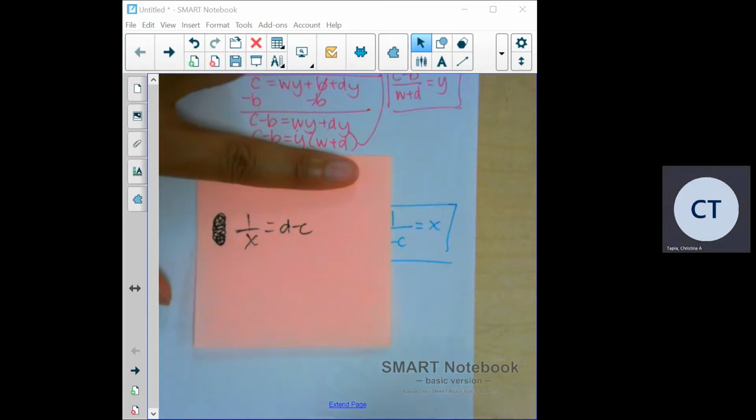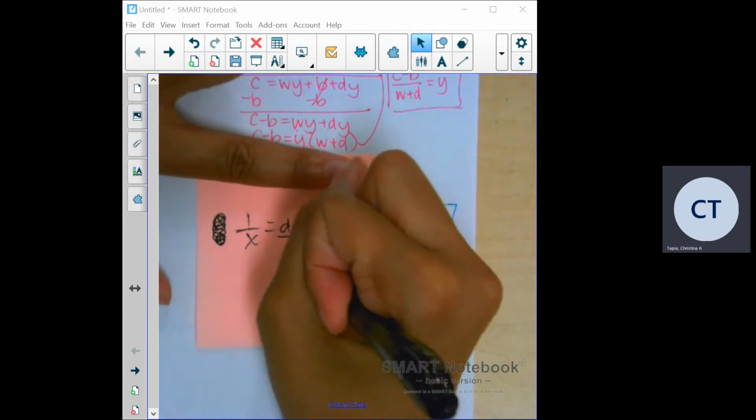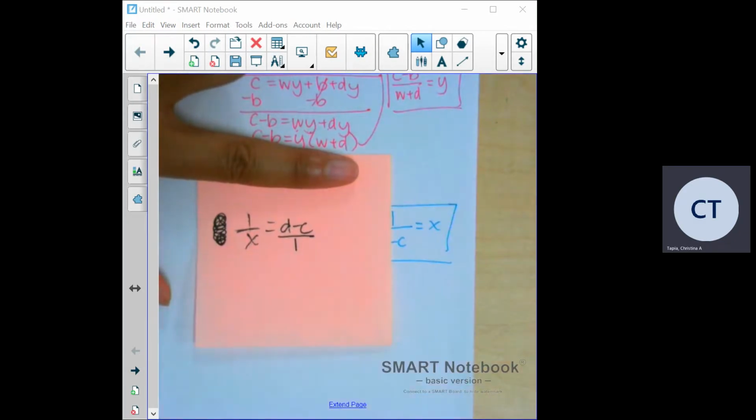Or d minus c? Yeah, so that is pretty much what I'm thinking of, but that's whenever you're able to do that, that's doing the proportion. This is literally just a proportion.